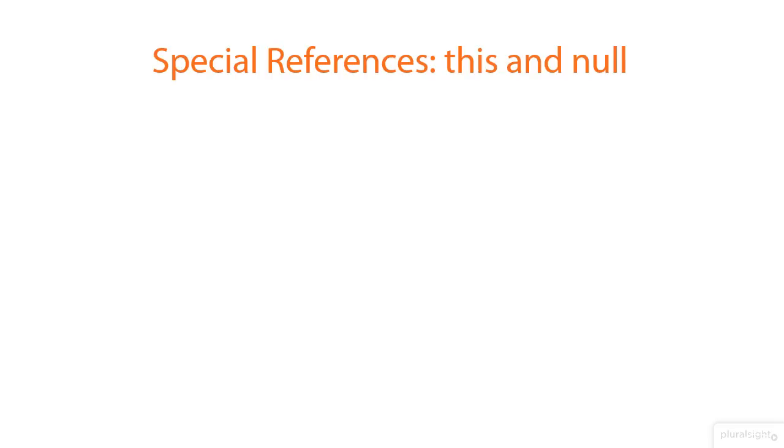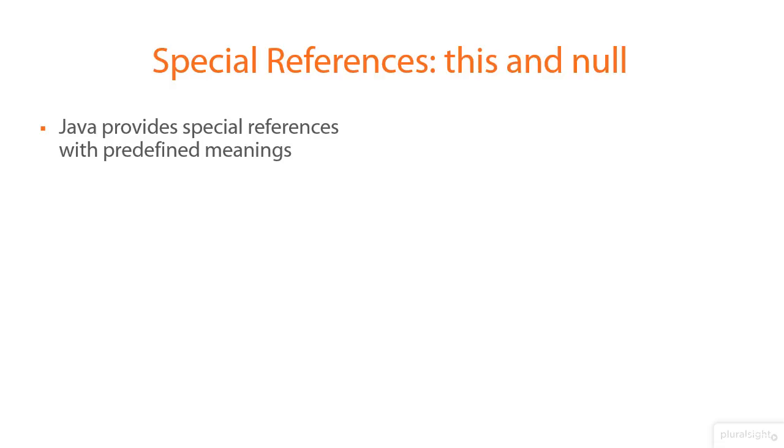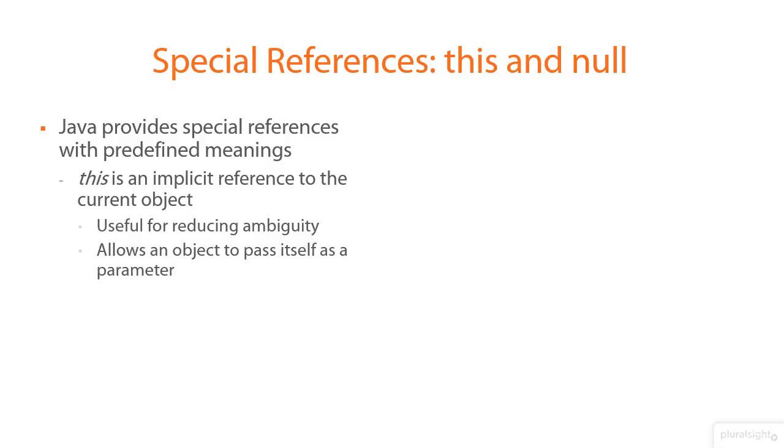Java includes some special reference variables that are important for us to understand. One of these is the this reference, and the this reference allows you to refer to the current object. So it's useful any time you want to be very explicit and indicate that you're referring to the current object. It's also useful for cases where an object may need to pass references to itself to other methods. We'll see this used a lot throughout the course, but let's look at a simple example.